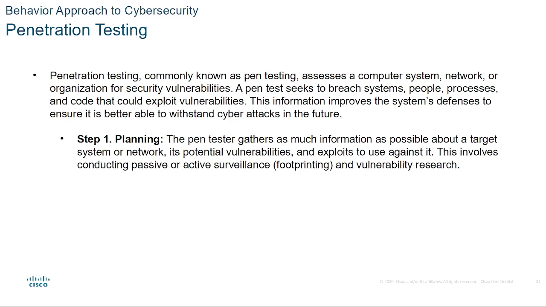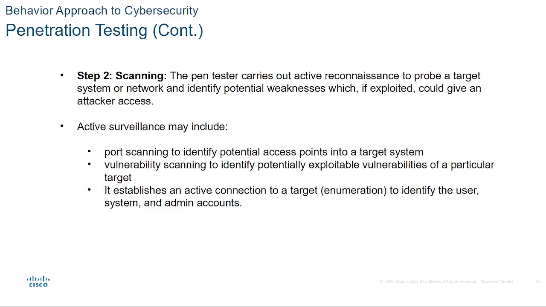The pen tester gathers as much information as possible about a target system or network, and potential vulnerabilities and exploits to use against it. This involves conducting passive or active surveillance, footprinting, and vulnerability research. The next step is scanning. The pen tester carries out active reconnaissance to probe a target or network and identify potential weaknesses, which, if exploited, could give an attacker access to the network.